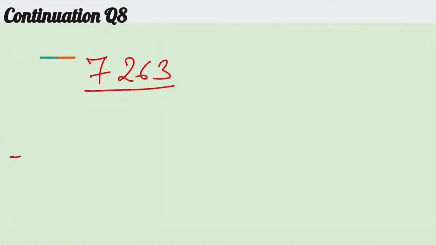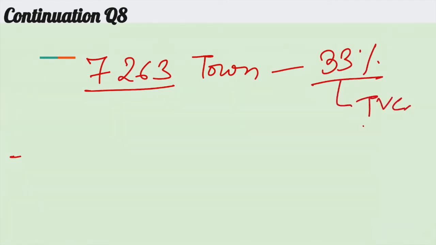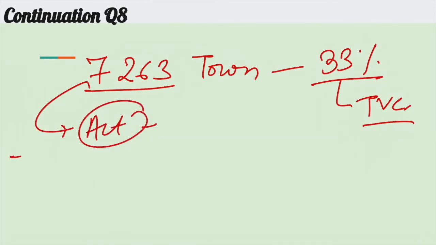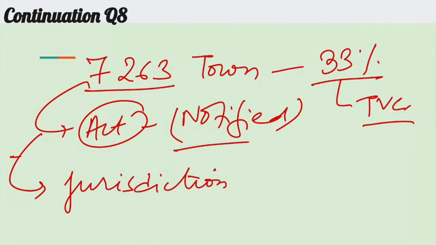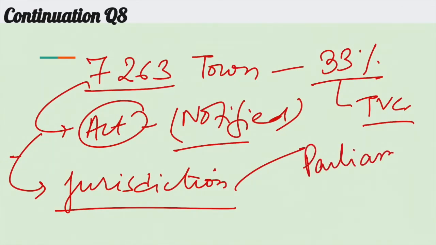Now, whenever you make an analysis of this act, you will find that in India, we have approximately 7,263 towns, and only 33% of the towns have a town vending committee. Also, in most of the states we do not have implementation of the act. They have not even notified this act. This is the issue. Whenever you are not notifying the act, how can you be concerned with the issue of the street vendor? Third, there is an issue of jurisdiction also.